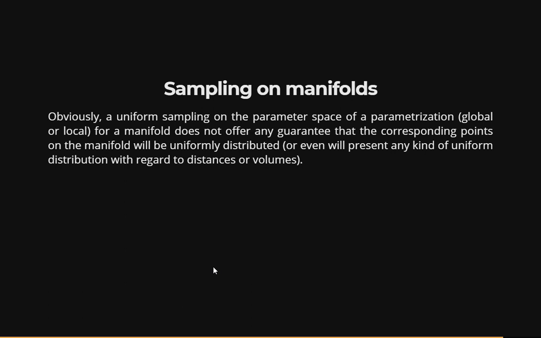Now, obvious fact, a uniform sampling on the parameter space of a parameterization does not usually give you a uniform distribution of points on your manifold. Just take your favorite world map, flat on a page, and sample a grid of points, a lattice of points with a given side, and then transfer it to the globe. It's not uniform. In no case will it be uniform, because this could be a proof that the Earth isn't flat, at least in the curvature sense.